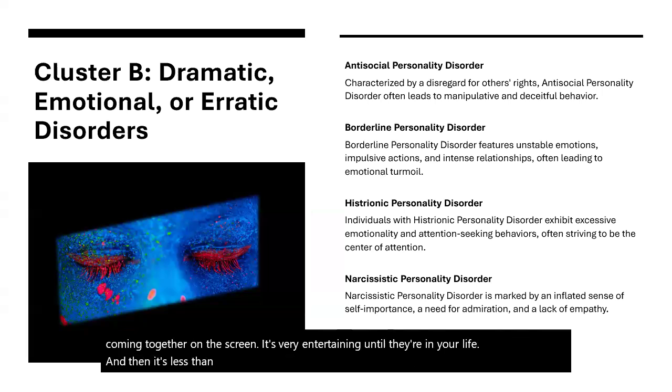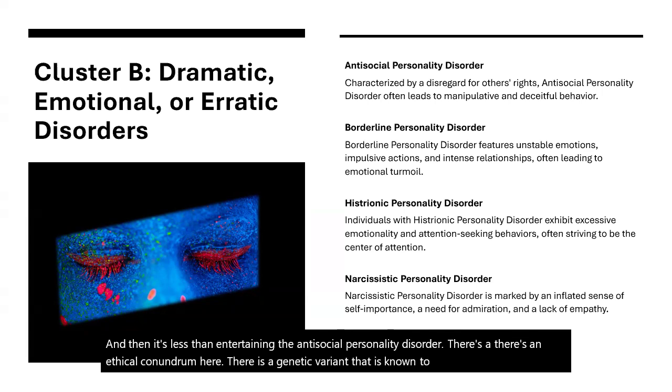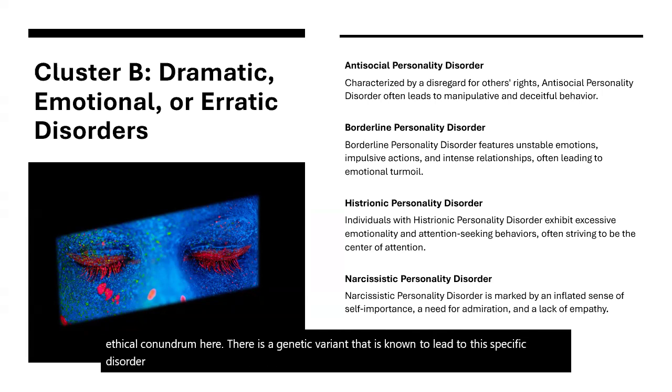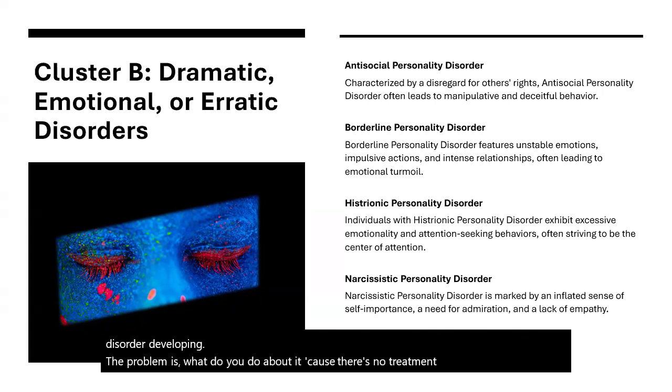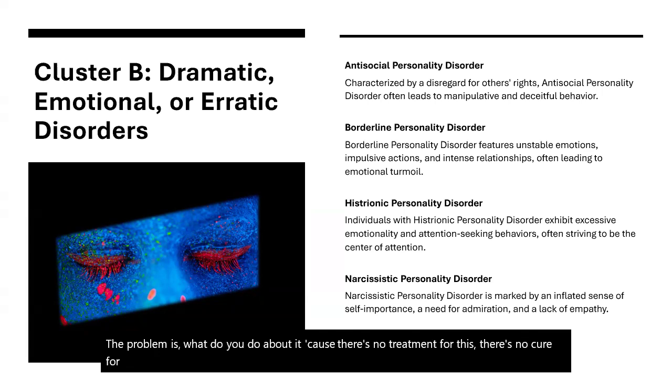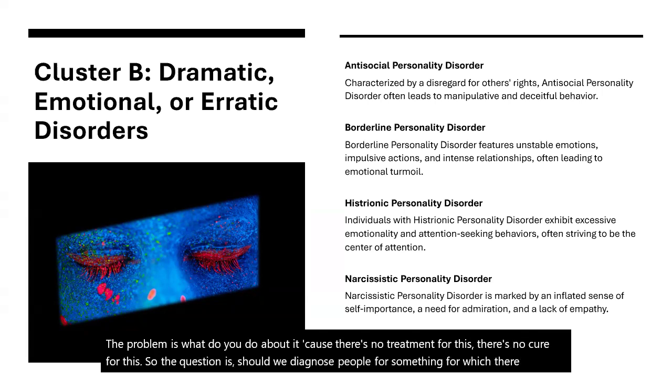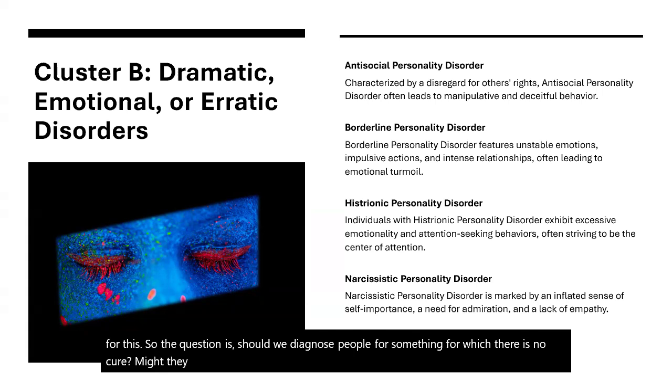The antisocial personality disorder, there's an ethical conundrum here. There is a genetic variant that is known to lead to this specific disorder developing. The problem is, what do you do about it? Because there's no treatment for this. There's no cure for this. So the question is, should we diagnose people for something for which there is no cure? Might they be harmed in the process? What harm are we causing them? Are we casting the die to say they're going to act this way?